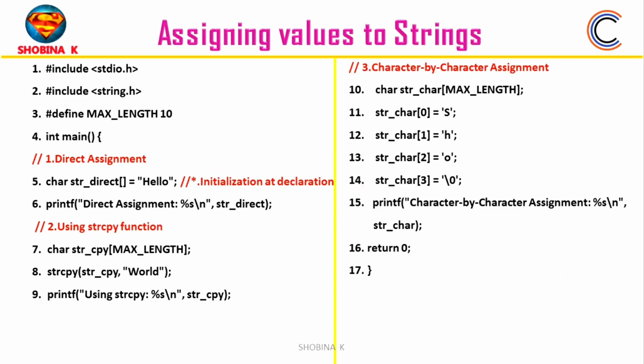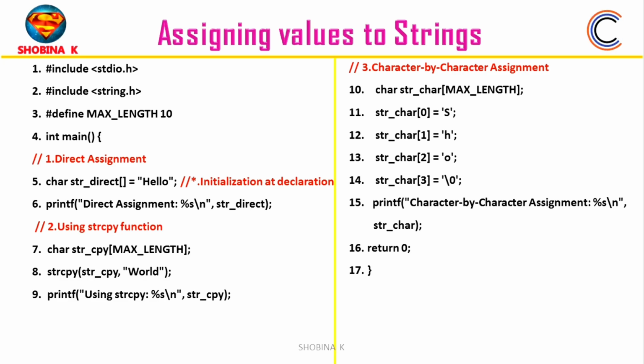And here is an example which demonstrates four different methods of assigning values to strings, which are direct assignment, using the string copy function, character by character assignment, and initialization at declaration. In this method, the string hello is directly assigned to the character array named strDirect at the time of declaration. This method is straightforward and commonly used. And then we use the string copy function to copy the string world into the character array strcopy. Also, we used character by character assignment. In this method, each character of the string sho is assigned individually to the character array strchar. And here the null terminator is explicitly added.